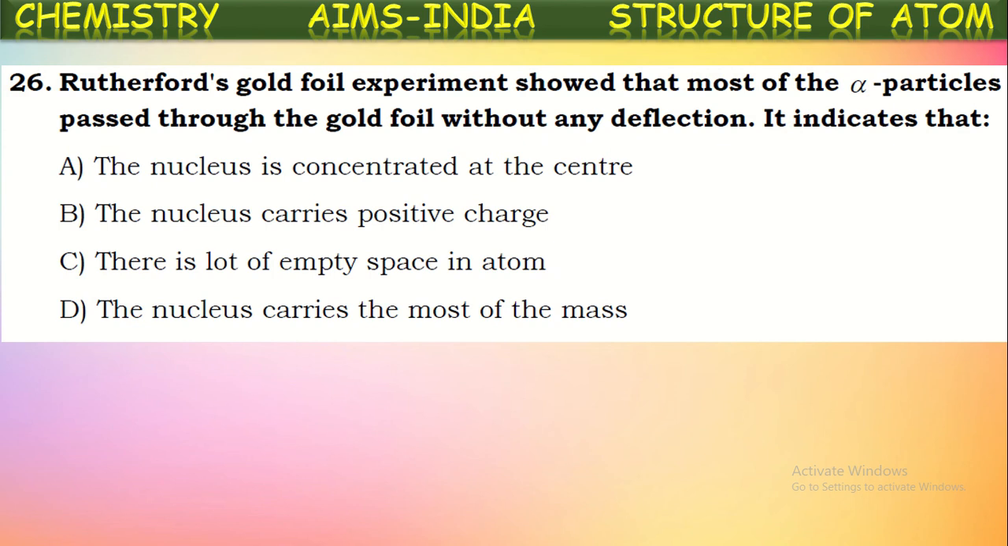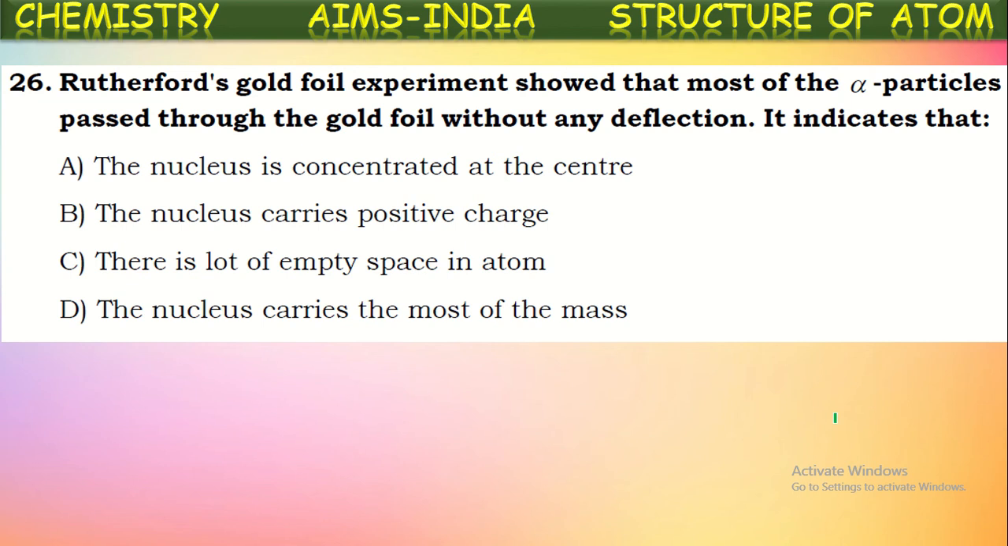Next one, Rutherford's gold foil experiment showed that most of the alpha particles passed through the gold foil without any deflection. It indicates that. What indicates here? In his observation, the major observation in the gold foil experiment is that most of the alpha particles passed through the gold foil. After striking the gold foil, they did not get any deflection. Directly they passed through the gold foil and they made scintillations on the zinc sulfide screen exactly behind the gold foil. So from this, he concluded that most of the space in the atom is empty.